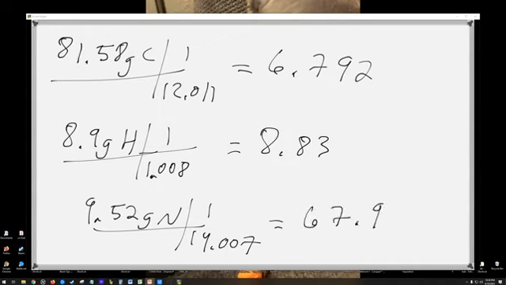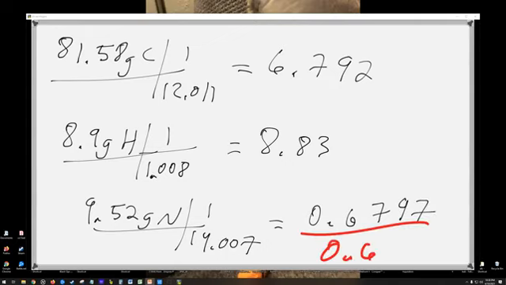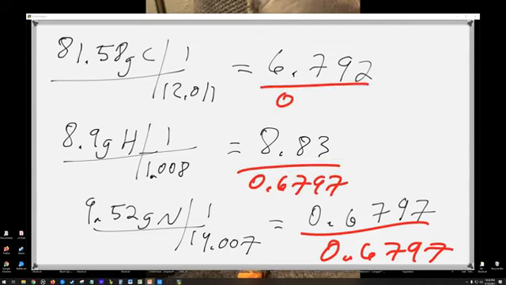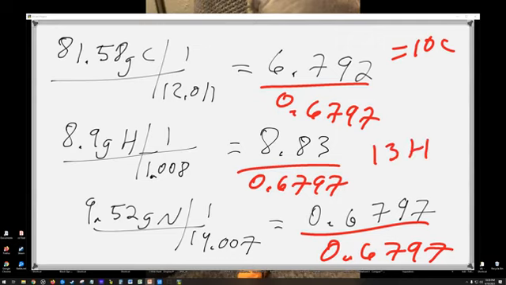And then 9.52 divided by 14.007 gives me 67.9. Wait, no, that's not right. Let me try that again. 9.52 divided by 14.007, 0.6797. Okay, so the smallest number is 0.6797. All right, let's divide these out. I get 10 carbons. Oops, 8.83 divided by 0.6797. I get 13 hydrogens and 1 nitrogen.